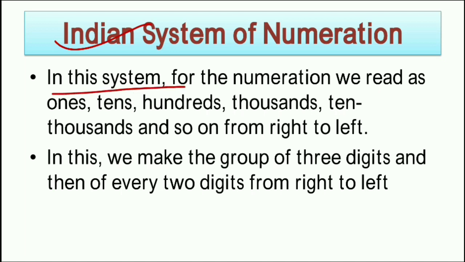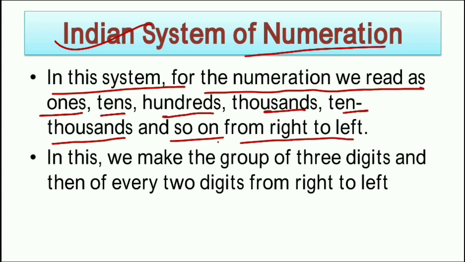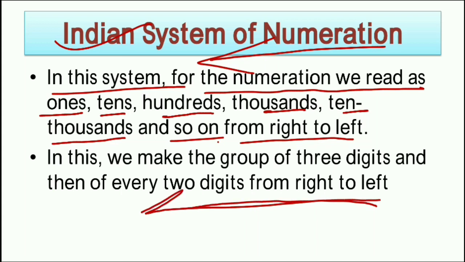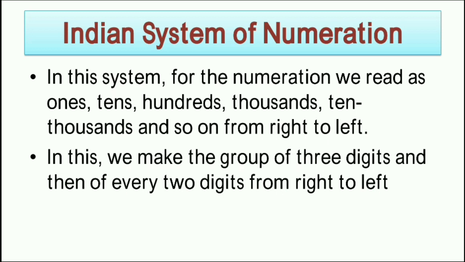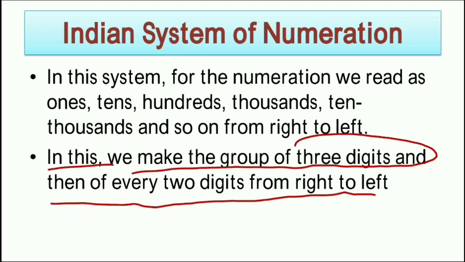In this system, for numeration we read ones, tens, hundreds, thousands, 10,000, and so on from right to left. Obviously whenever we have to read or numerate any number, we read from right to left, as ones, tens, 100, 1000, 10,000, like this. In this we make a group of 3 digits and then every 2 digits from right to left. Let's take an example here.